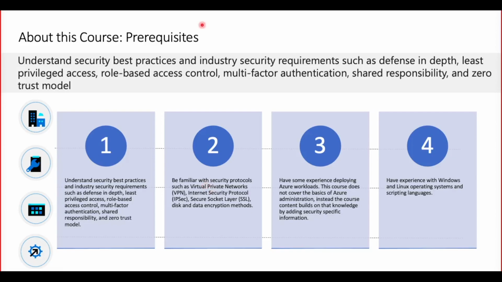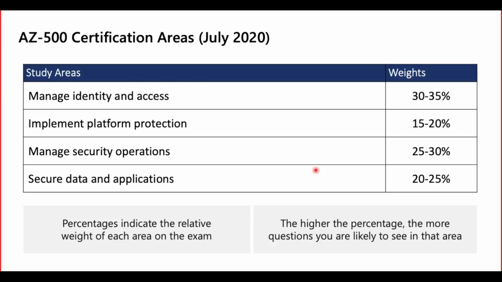So these are the prerequisites: that you understand the security best practices and industry requirements such as DDoS, defense in depth, least privilege, role-based access control, multi-factor authentication, shared responsibility and the zero trust model. So once we get started with this course, we will be going ahead with the best practices, how we can enhance the security protocols and how we can deploy the Azure workloads. Dependent on the different types of workload, either Windows or Linux, we have different security enhancements that we can do in our environment. As we have already seen the weightage, identity and access, platform security and data applications weightage is mentioned here.